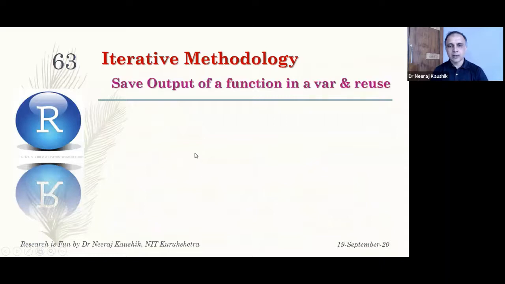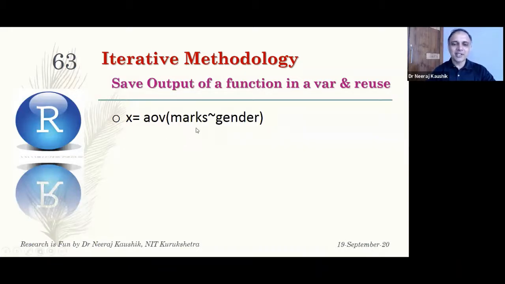We'll talk about it. There is one more thing: iterative methodology. The meaning of iterative methodology is that we frequently do it in R. See, I have written a command for AOV, analysis of variance. The names are so lovely, so small. AOV, analysis of variance: marks depends on gender. In just this line I wrote the complete one. Gender is a non-metric, categorical variable, and marks is a metric variable. Marks depends on gender; apply the analysis of variance. Don't worry, we will discuss it tomorrow.